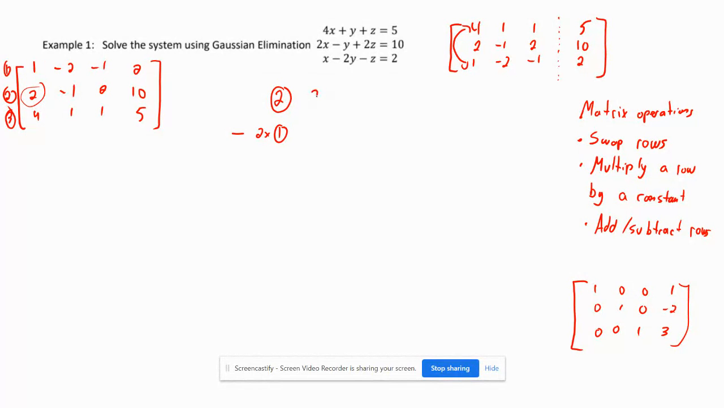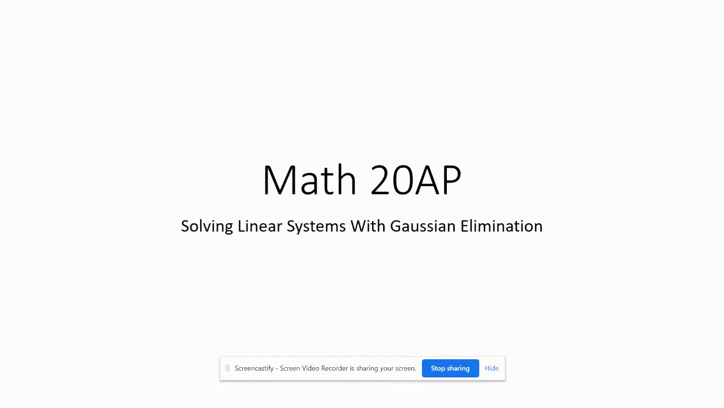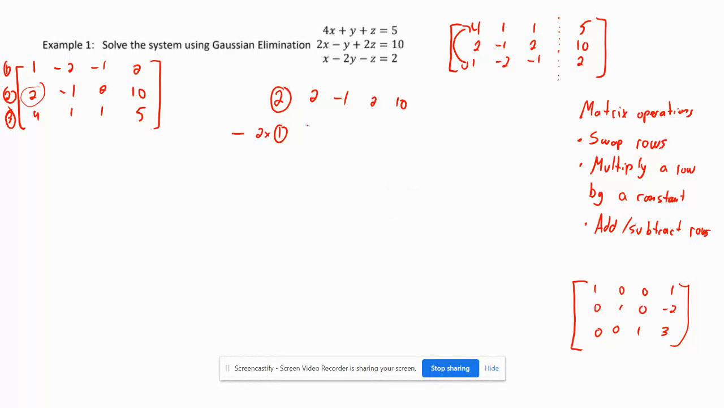So equation 2 was 2, -1, 2, 10. 2 times equation 1 is 2, -4, -2, 4. Now I'm going to subtract these. 2 minus 2 is 0. -1 minus -4 is 3. 2 minus -2 is 4. 10 minus 4 is 6. So I'm going to keep my first equation the same, and this 2 has become a 0, which is what I'm trying to get over here. Now I know this isn't a 1 yet, but we'll get to that in a second.